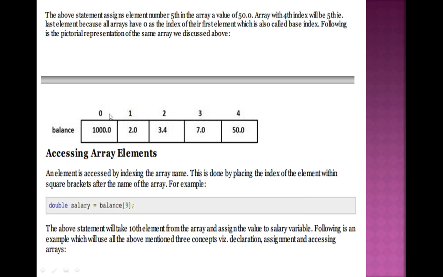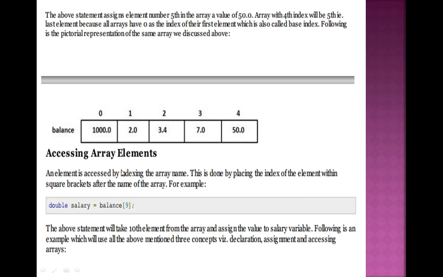This is your balance. This is at the 0th location, 1st location, 2nd location, 3rd location, and 4th location. So at the 0 location, this is 1000.0. At the 1st, it is 2.0. At the 2nd, it is 3.4, then 7.0, and 50.0. These are the multiple locations showing how we can initialize the values.